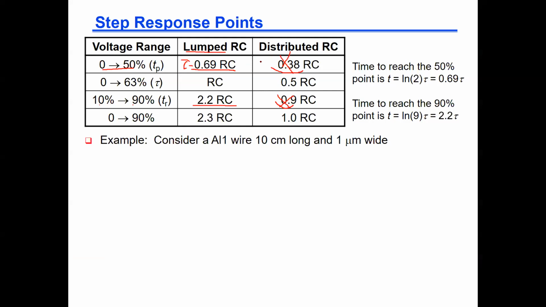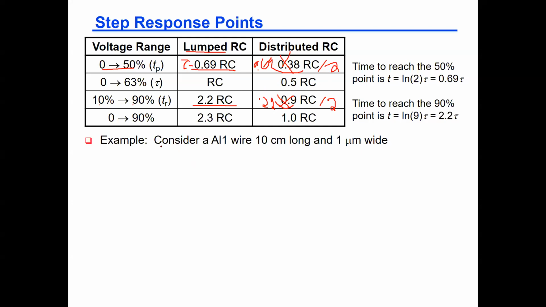We are going to use 0.69 times tau, where tau is equal to RC over 2, and here we will use 2.2 times tau, where tau is RC over 2, okay? Which is 1.1 RC if I'm looking for the rise or fall time, okay?